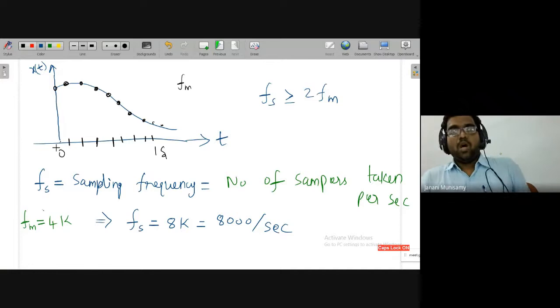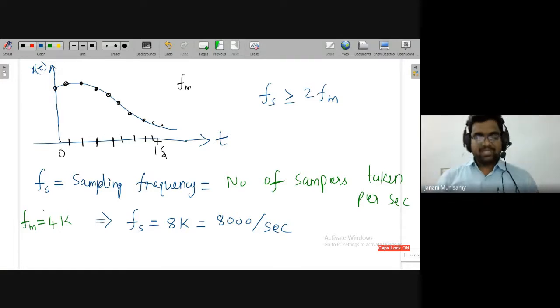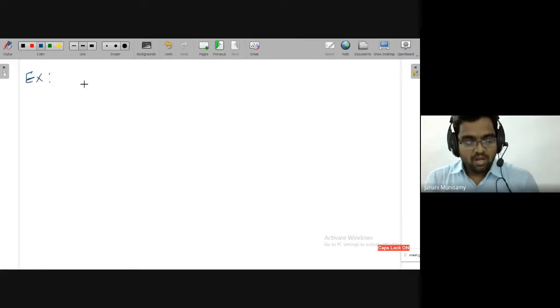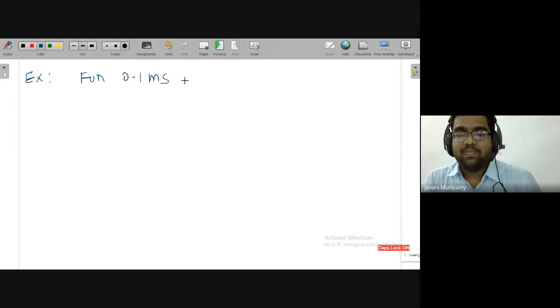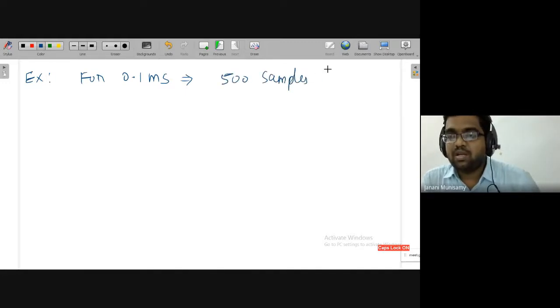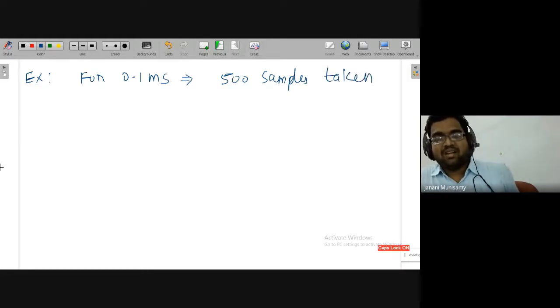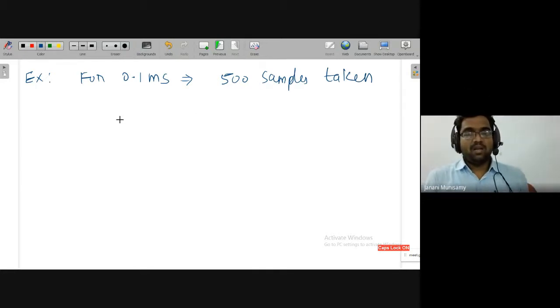So Fs means how many samples you are taking per second. Say for example, in some problem, in a particular conversion technique, the PCM technique, for 0.1 millisecond, 500 samples have been taken. Then what is the sampling frequency? See, they have not given it for 1 second. They have given for 0.1 millisecond, 500 samples have been taken. Then in 1 second, how many samples will be taken?